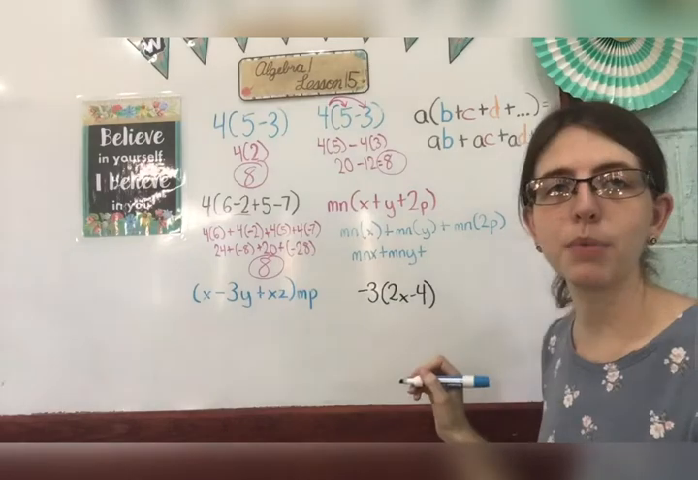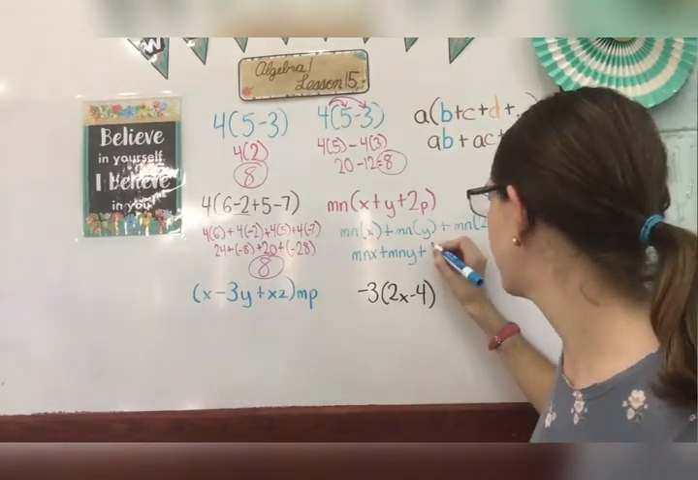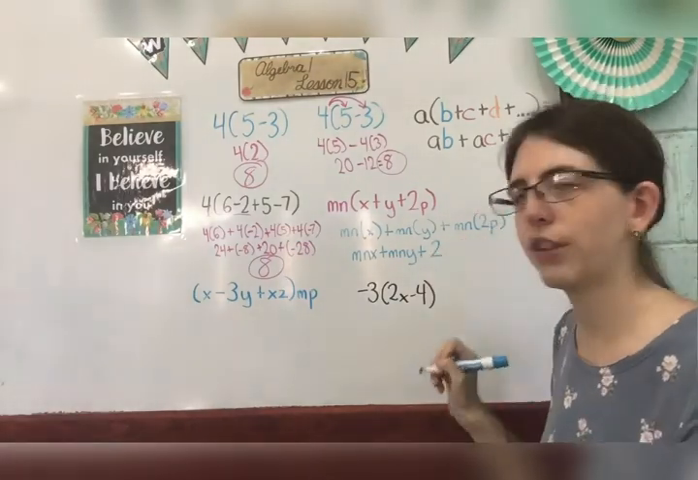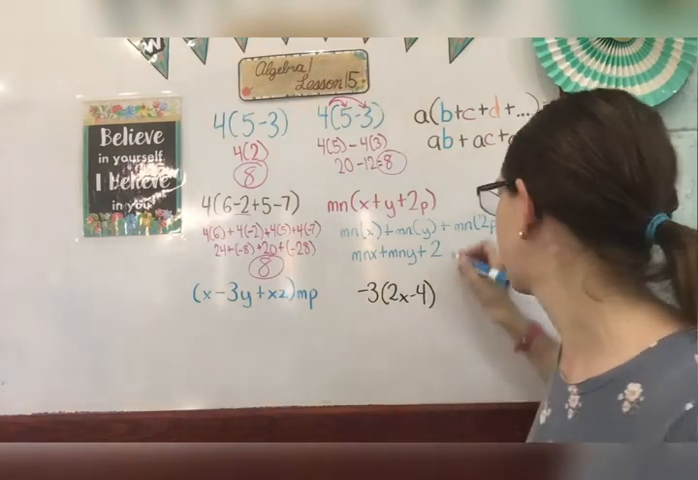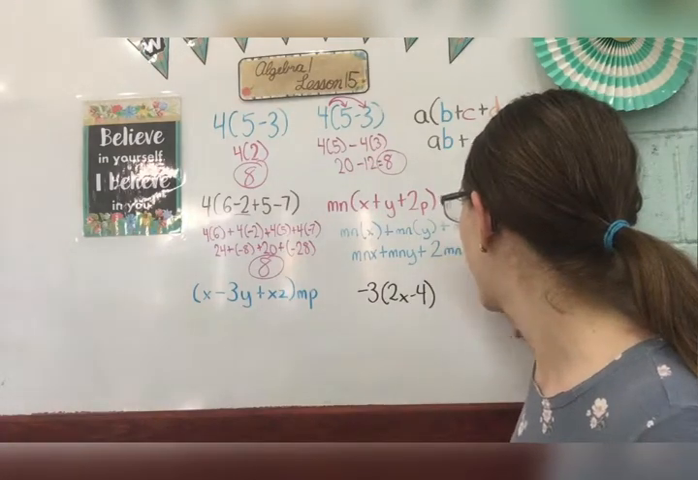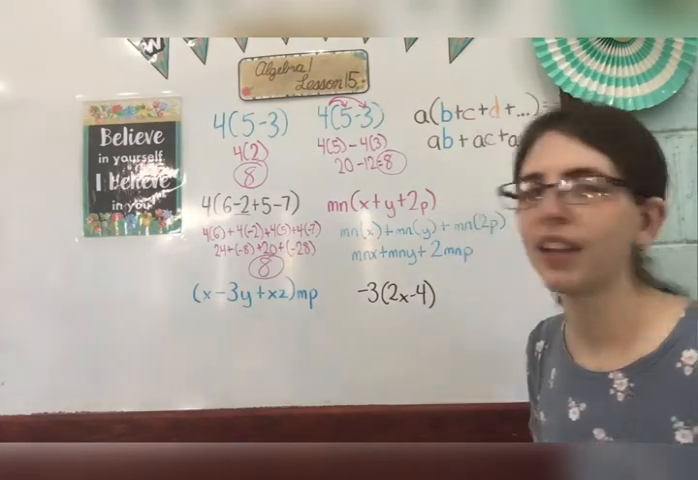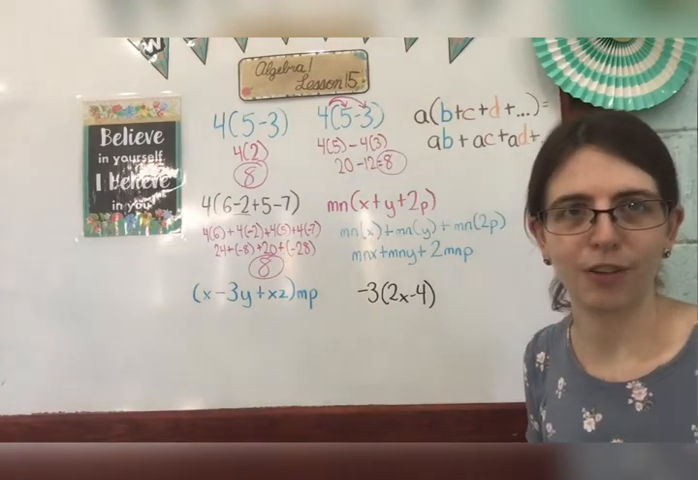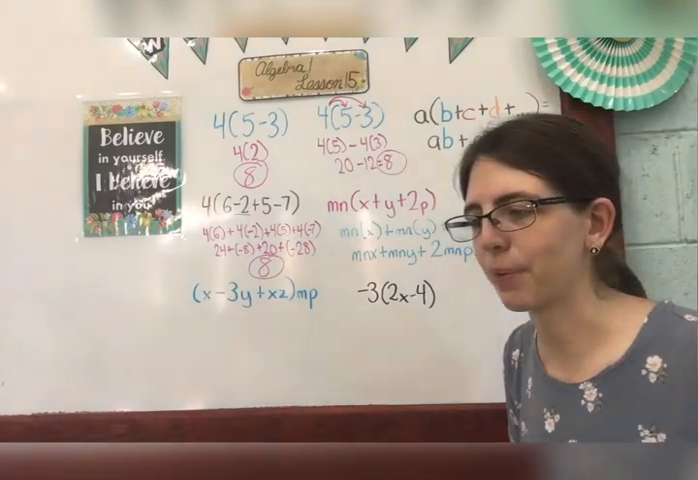Now for this one, I'm going to move around a little bit. I'm going to put my 2 in front just because I like to put the numbers in the front, but really it doesn't matter. Plus 2 mn p. And that would be your final answer. Okay? Nice and simple, right?